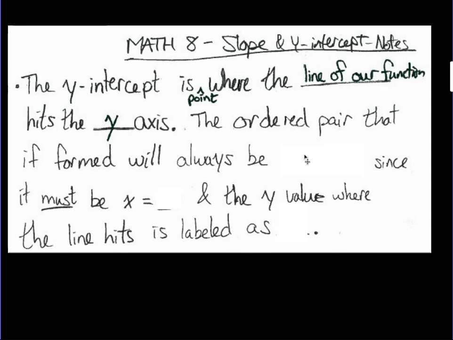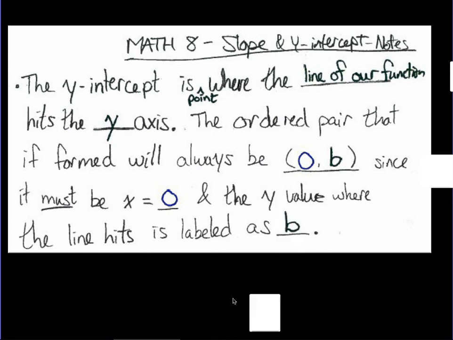The ordered pair that is formed will always be 0 for your x value and the value b. Again, it's going to be on that point on the y-axis. So since it must be x equals 0, where the line hits is labeled as b. So when you're looking at a graph, always be able to look at the y-axis, which is your vertical axis, and be able to find and decide what that point is.